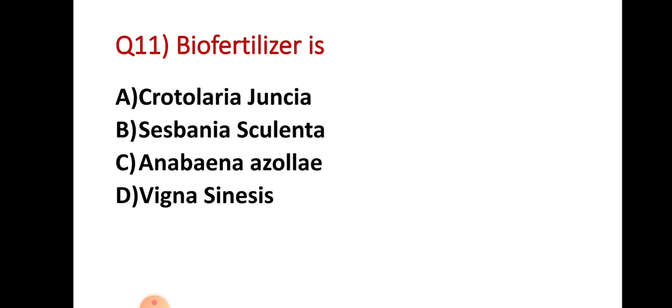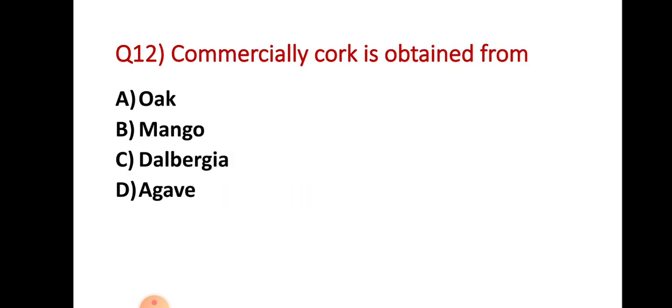Biofertilizer is Anabaena azollae, which is in option choice C. This is biofertilizer. Now let's see question number 12. Commercially, cork is obtained from. Cork is used in laboratories and for other different purposes. The cork is made from oak tree. Right answer for question number 12 is option choice A.